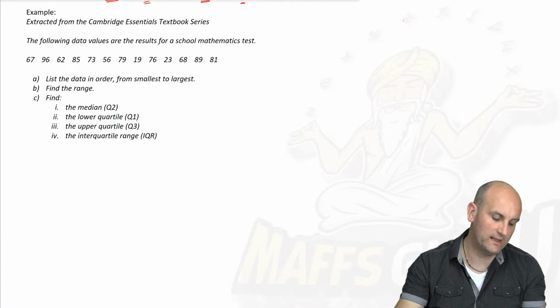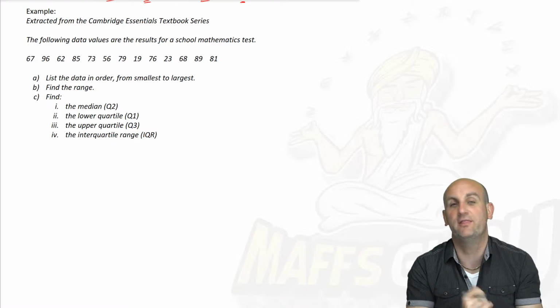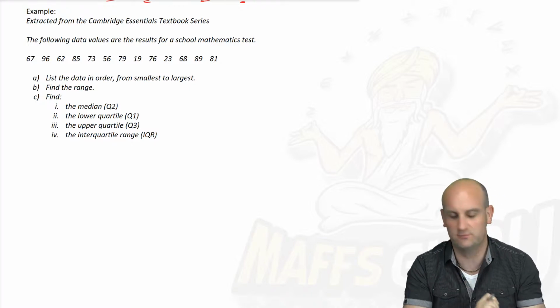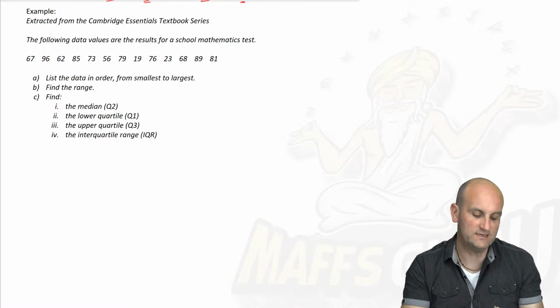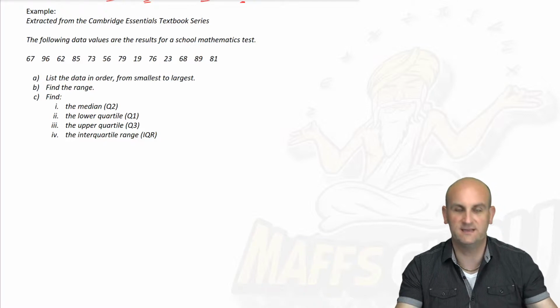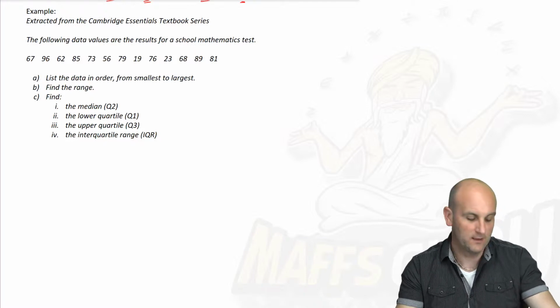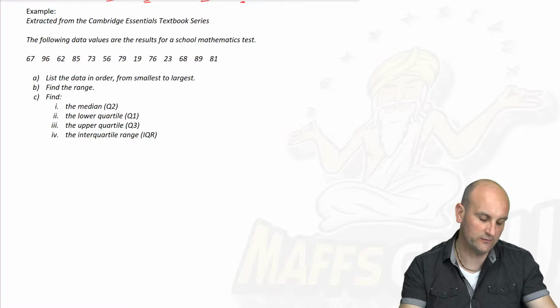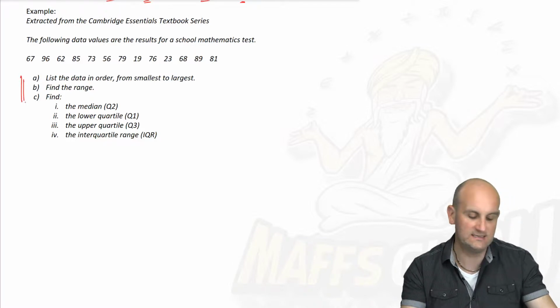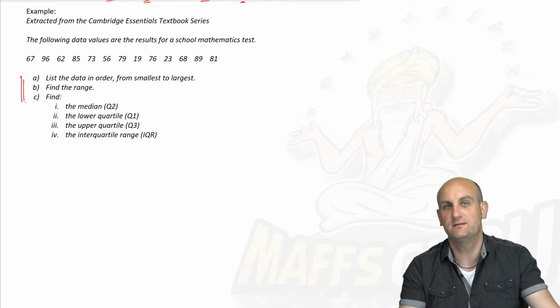So here's an example extracted from the Cambridge Essentials textbook series. Thank you, Cambridge, for letting me use your examples. Greatly appreciated. The following data values are the results for a school mathematics test. Yay, whoop whoop. 67, 96, 62, so it goes on. Now the question says, part A, list the data in order from smallest to largest.